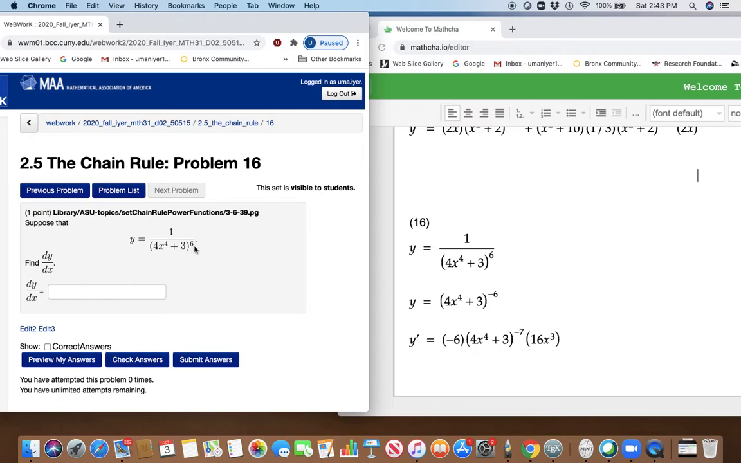1 over this to the power 6. Rewrite it with a negative exponent, right? Now this is chain rule. So negative 6 comes down, reduces by 1, inside continues to be the same. Then once you're done with that, you go inside, take its derivative, 16x to the third. Negative 6 times (4x to the power 4 plus 3) to the power negative 7 times 16x to the power 3.